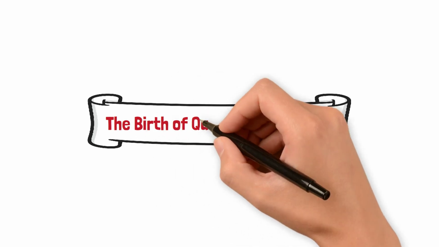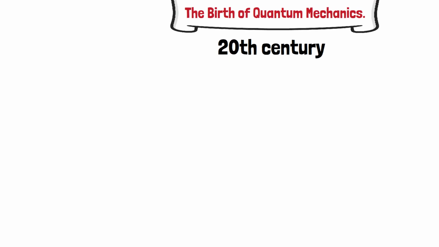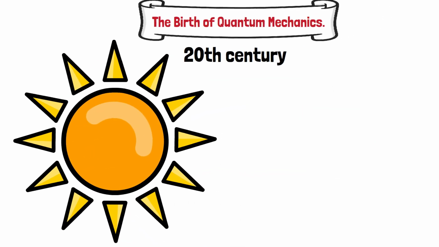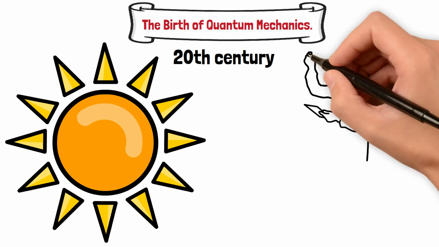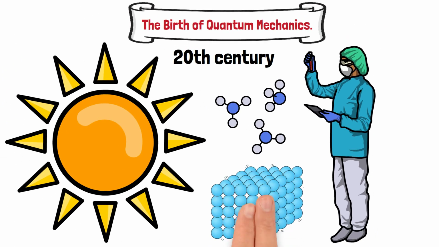The birth of quantum mechanics. At the beginning of the 20th century, scientists faced a mystery. Light, which was thought to be a wave, also behaved like a particle in certain experiments. And matter, which we thought was made of solid particles, sometimes behaved like waves.